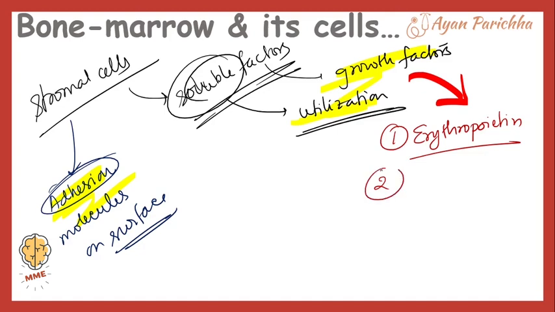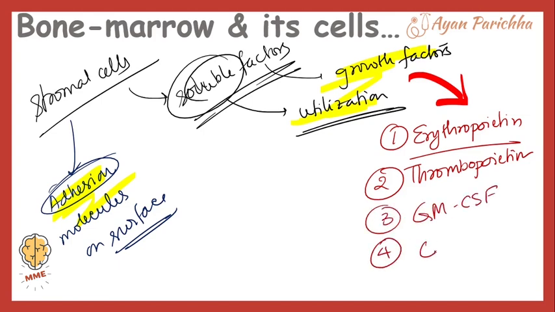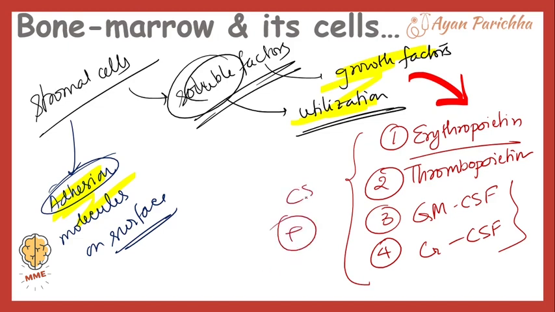Another one, thrombopoietin. GM-CSF. Just write down the names. We will later on understand what are these things. Right? Now, it was asked which of the following is not a growth factor. And these four were in the options. Along with that, there was another option which is CSF, and in CSF it was written cerebrospinal fluid. And this was around 2000-2001. The question was asked in some state PG entrance for medical.